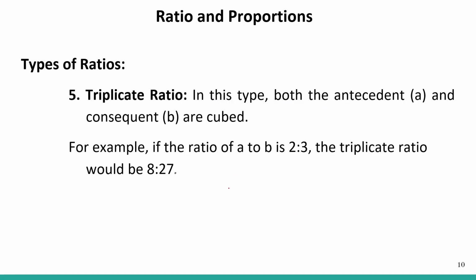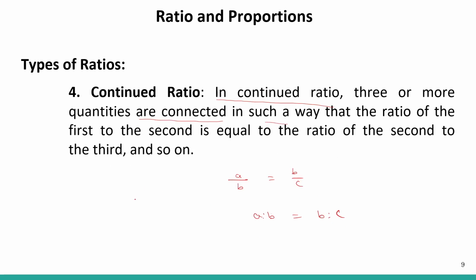For example, let's say 1 is to 2 is equal to 2 is to 4, because its simplified version is 1 is to 2. So these two are basically the same. This is an example of continued ratio.